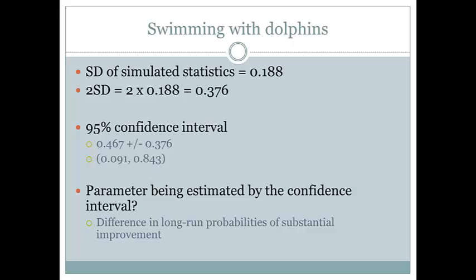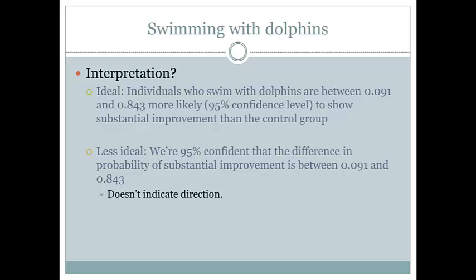Now what's really important here is that the parameter being estimated by the confidence interval is the difference in long-run probabilities of substantial improvement. So how do we interpret this interval? Individuals who swim with dolphins are between 0.091 and 0.843 more likely, at the 95% confidence level, to show substantial improvement compared to the control group.